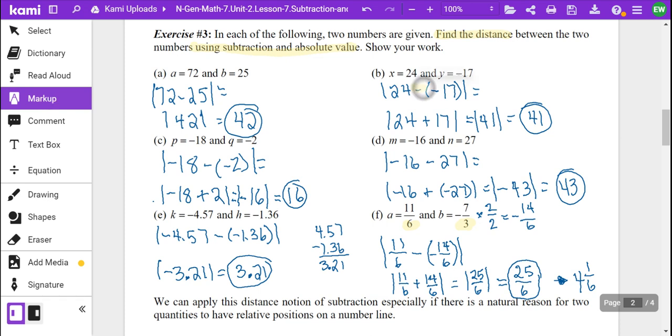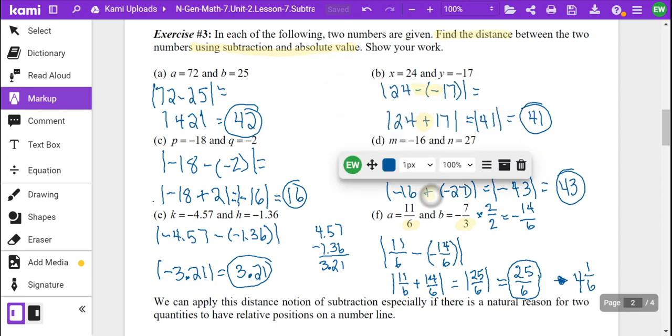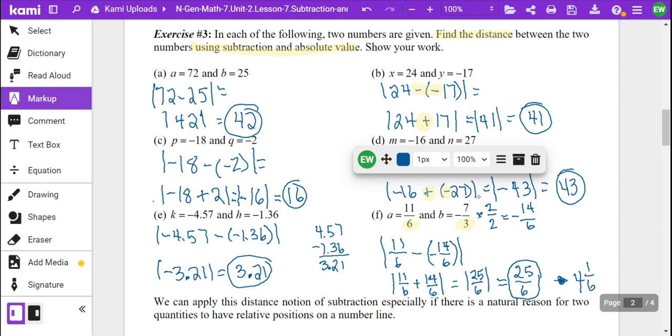I want you to see here that two negatives equal a positive. Look right here, I'm adding 2 negatives, so instead of that subtraction, I changed it into adding a negative. And then just adding 2 negatives is simple. It's like adding 2 positives. But notice that negative went away because I took the absolute value of it. So it's distance. So the distance is not negative 43, the distance is 43.